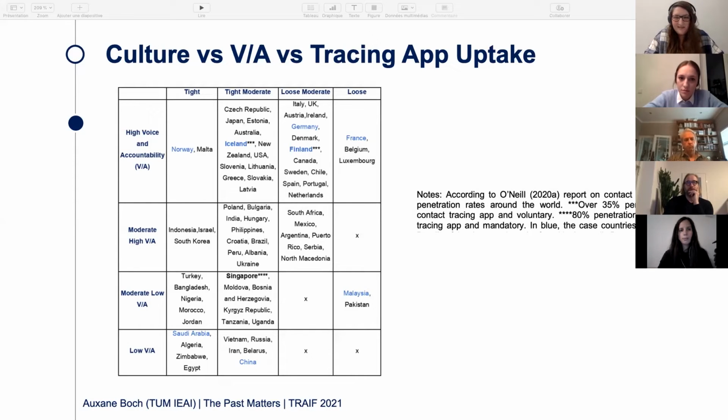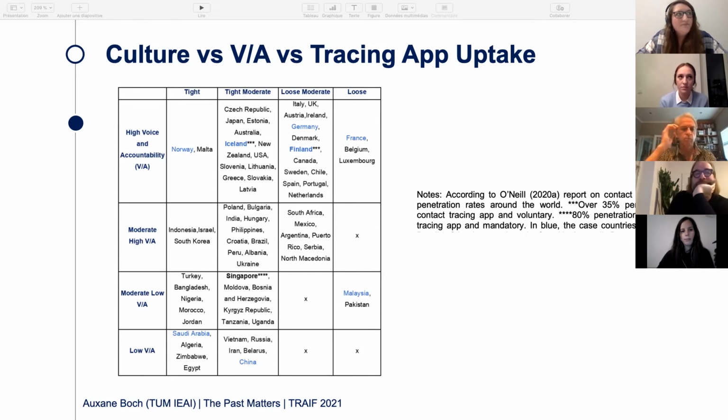So now the examples. I'm not sure how much time I have left, but I will try and get into as many as possible. The ones that are extremely interesting, as you can see on the upper left, are tight with high voice and accountability. Those, like Norway, for example, would be extremely democratic countries that still have high tightness. Therefore, we would expect them to accept the technology. And Norway was a great example. They did accept the technology, and the reason they did was usually social norms. So that fully followed our theory. Iceland is moderately tight, which means it's not like Norway or Malta, but still high enough to be on that side of the table.